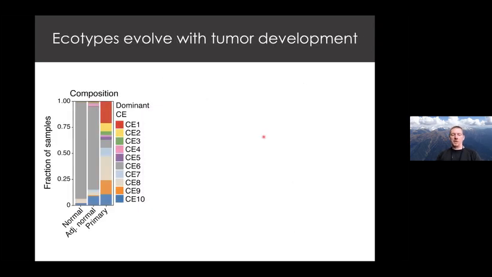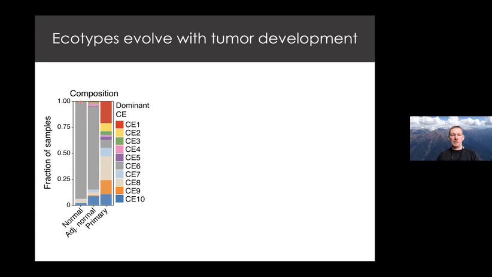So another thing I wanted to mention is how these ecotypes change and evolve with tumor development. There are various data sets which have a mixture of normal samples, adjacent normal samples, and primary biopsies, for example. And so we can look and see how the prevalence of these different ecotypes changes across the evolution of a tumor. On the left here, we see evidence mostly for one particular ecotype, which we had previously called the normal ecotype, because it tended to be most strongly associated with adjacent normal.